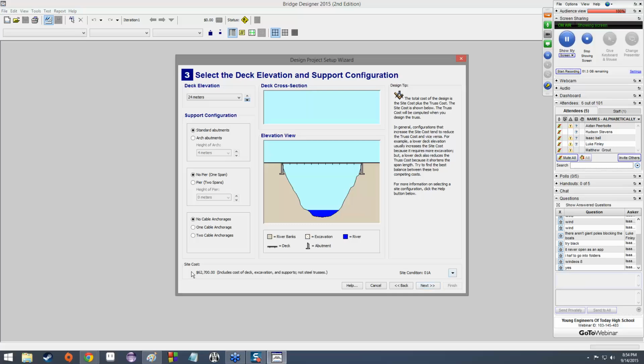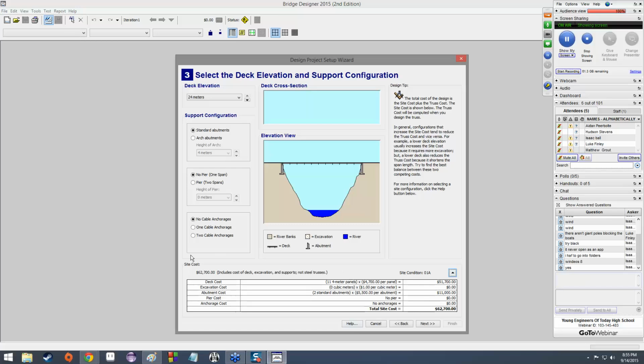Now, if you click down here, you've got site cost and site condition. You can click an arrow next to it, which gives you a breakdown of how much everything costs so far. Because as you can see, we're already at $62,000. So the deck costs $51,000, and the abutments each cost $5,500 for a total of $11,000. Good to know.